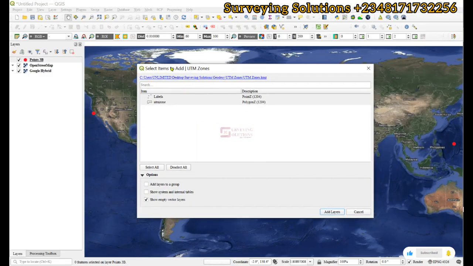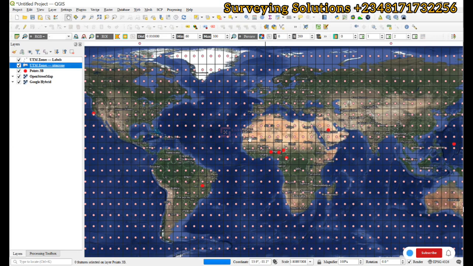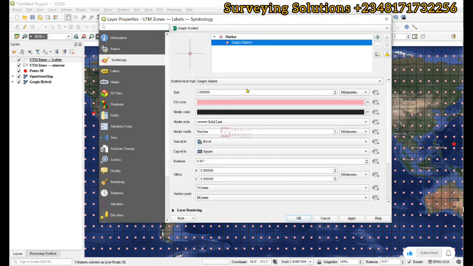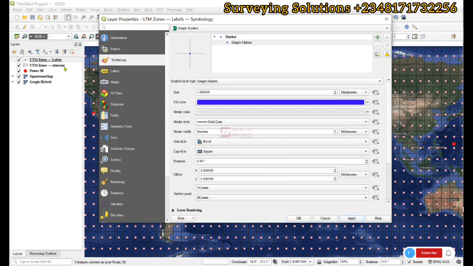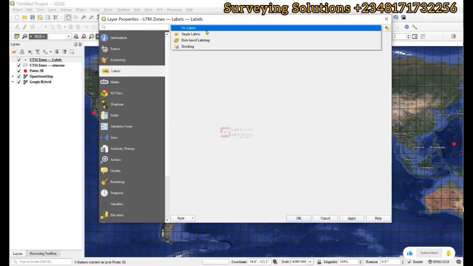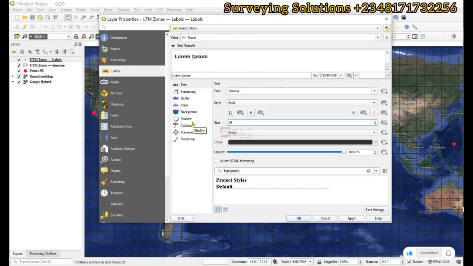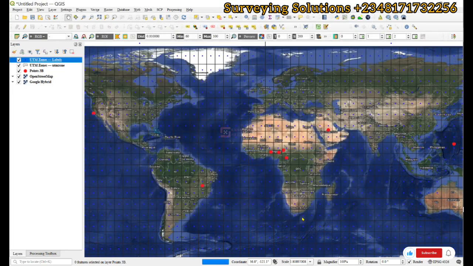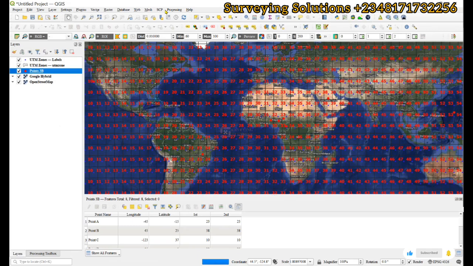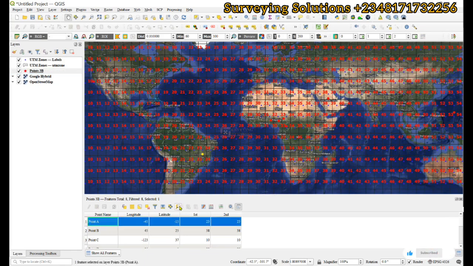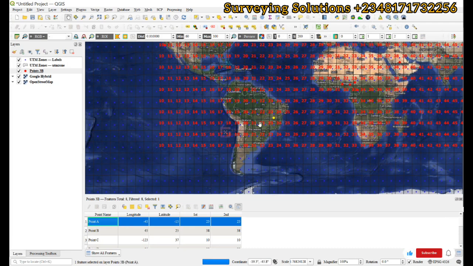Good. So it's a vector data. Just add, and then we have it out here. We also need to do a few modifications to the symbology, and then for the labeling, which will now show the zones, click on OK. Good. So you dock the attribute table of your points, and then you select each of the points. Now we're on point A, right? Good. So let's zoom to where that point A falls. You see now this is the point A that is selected.